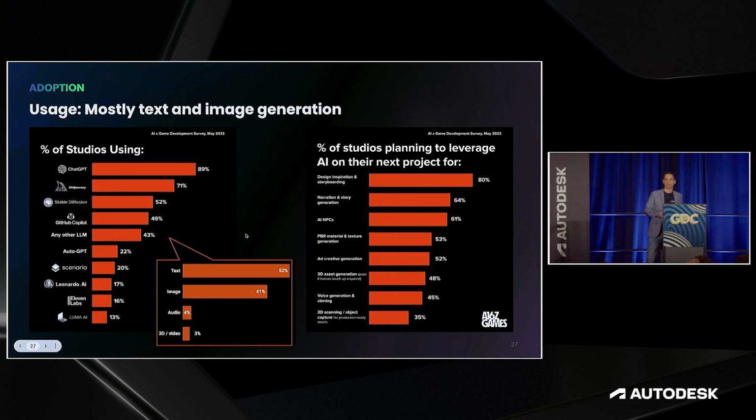When it comes to tools that could possibly be used for 3D modeling, for animation and stuff like that, only a handful of respondents said that they're using it. But then to the right, you can see what the same respondents think about what they're about to use or planning to use. 33% are planning to do texture creation and PBR materials with AI, and 48% are planning to do 3D asset generation. So at least there's a will to have a lot more adoption.